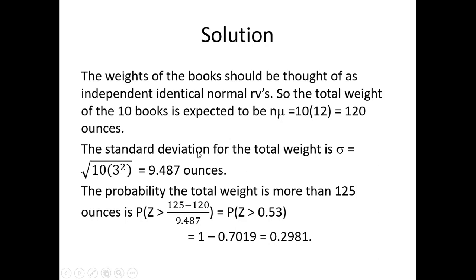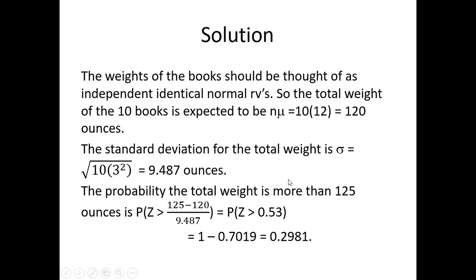The standard deviation for the total weight, well, here we have to think in terms of really finding the variance first. So our formula, similar to this, applies to the variance. We know the standard deviation is 3, but the variance is 3 squared. So I get 10 times 3 squared. 10 times 9 is 90. Square root of 90, I get 9.487 ounces.